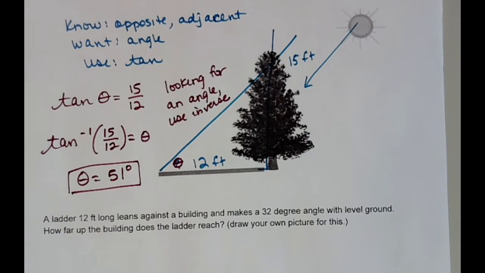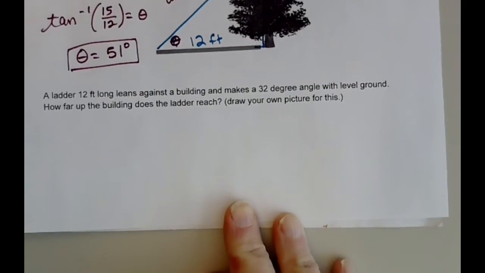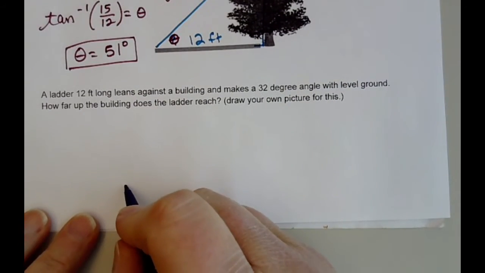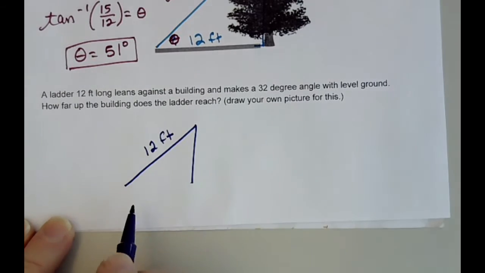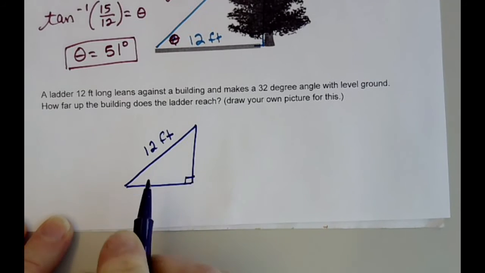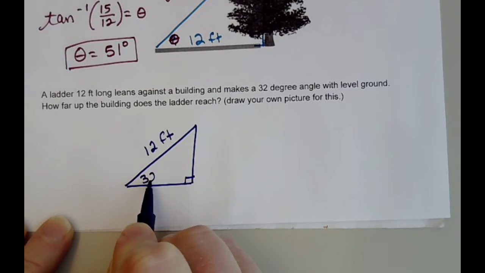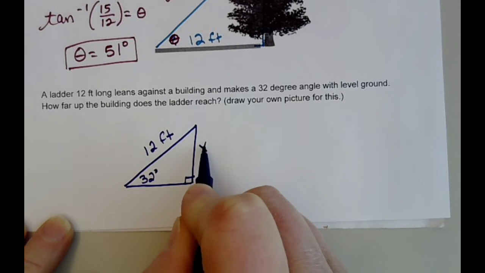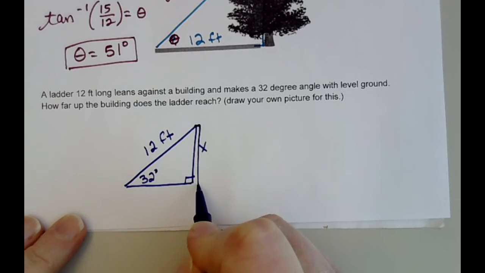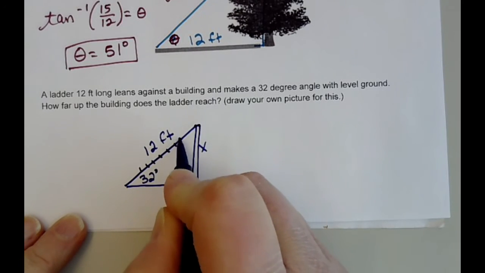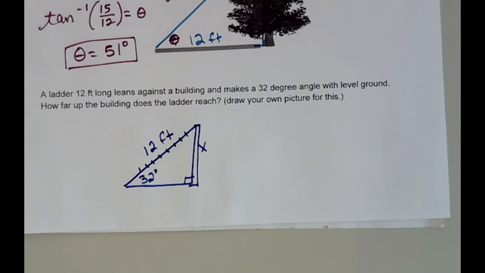Last problem. It's about a building and a ladder. You see these a lot. You'll see a lot of problems like this. We have a ladder that's 12 feet long, and it's leaning against a building. And the angle of elevation is 32 degrees. How far up the building does the ladder reach? And it says draw a picture. Here's my picture. Here's my building. And there's my ladder. All right. Not good at art unless you practice. And I'm not going to practice my art.